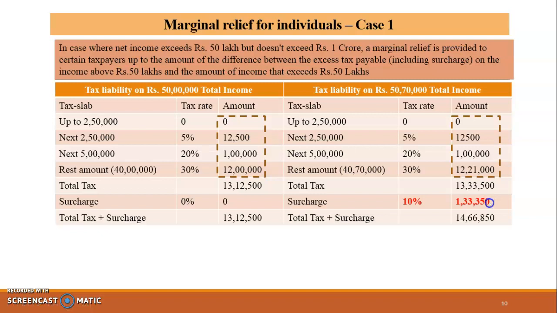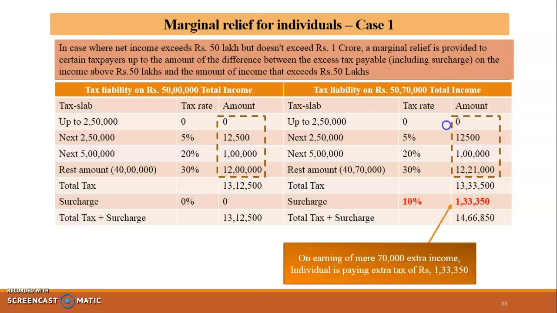Now see what this concept is all about. In this case, the person has earned a mere extra income of 70,000 as compared to the previous year. But see how much the tax liability has increased. The tax liability has increased by 1,33,350 as surcharge and a little bit of difference, that is 70,000 into 30%. So the extra income the person has earned exceeding 50 lakhs is much lesser than the surcharge he is now liable to pay to the government.